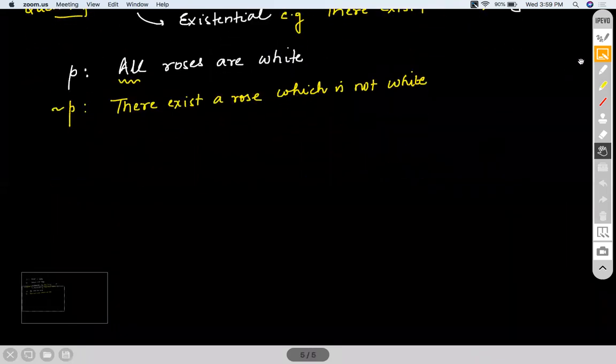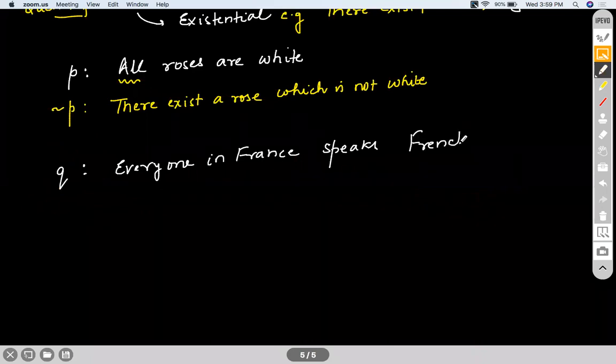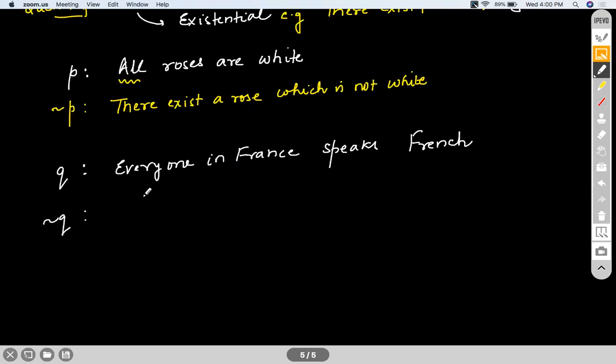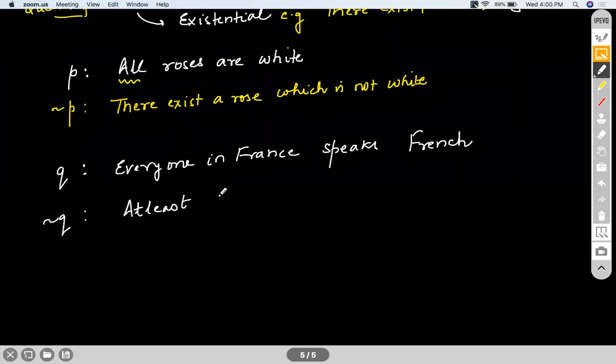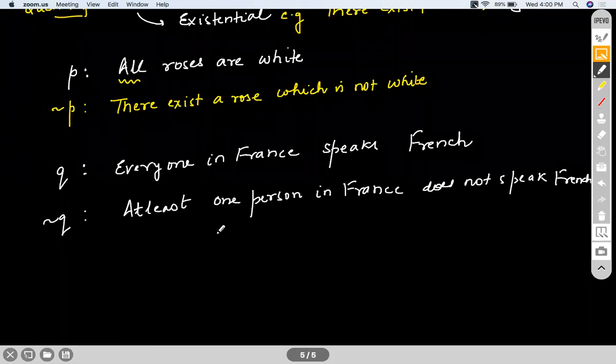So let's say I give you a statement. Everyone in France speaks French. What is the negation of it? There exists one person in France who does not speak French. Correct. Will I say everyone in France doesn't speak French, or all people in France do not speak French? That will be wrong, right? Because in order to negate this, if I find one person who doesn't speak French, my job is done. At least one person in France does not speak French. Or there exists a person in France who doesn't speak French. Or some people in France do not speak French. So there are various ways in which you can negate it.